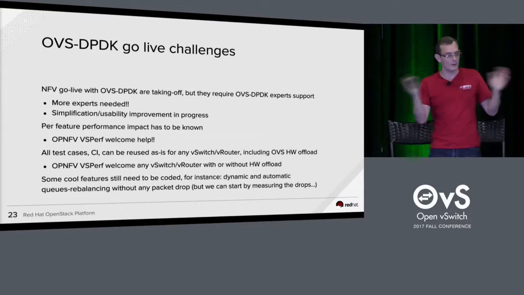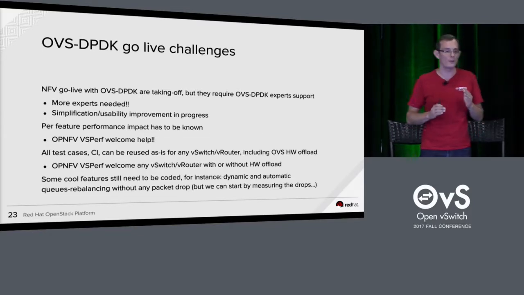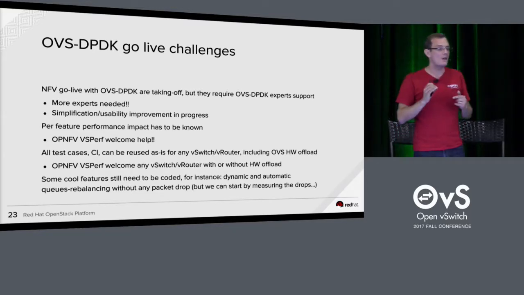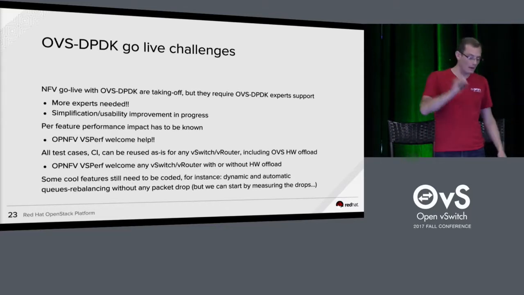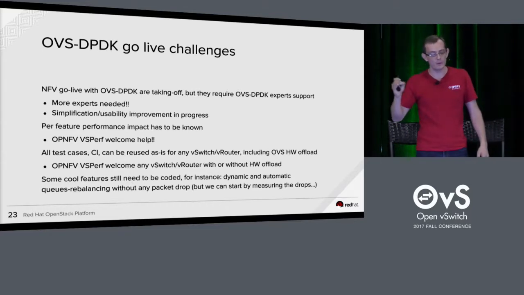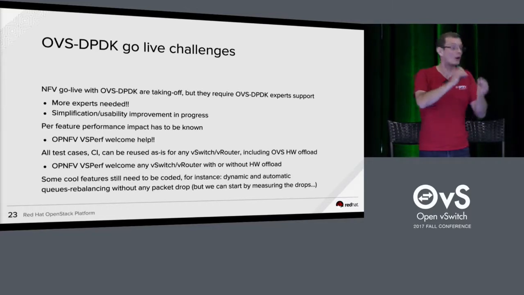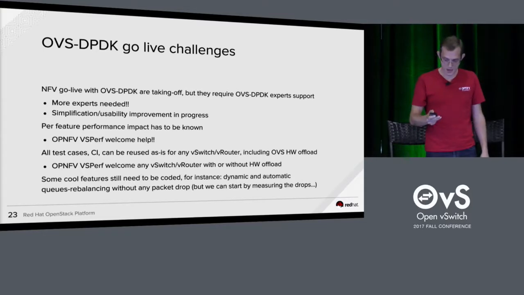So if you can code the automatic queue balancing without packet drop, I know a lot of telcos that would be super happy. And even if we cannot do that now, the most important thing is to have a test deployed in vSperf to measure how many packets drop, so they can choose if they turn it on or off, today, right now, while we improve.